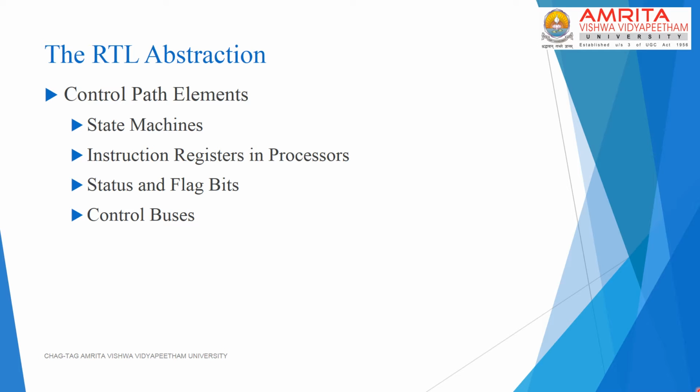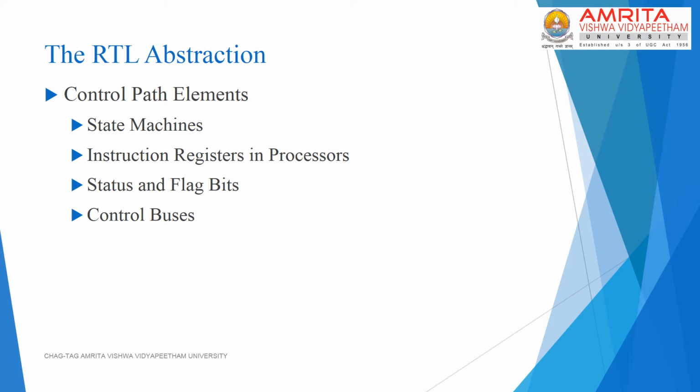So for implementing the control paths, we have components like state machines and special registers such as the instruction registers in processors. And for determining the decisions pertaining to the various control actions, we have status and flag bits. So the nature of the outcome of the data manipulation that is carried out by the data path will eventually be monitored by the control path.